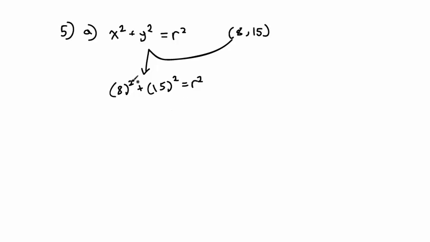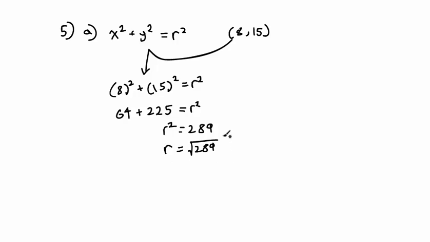Okay, so that means 8 squared is 64. 15 squared is 225, and that equals r squared. So r squared then equals 64 plus 225, which is 289. Then r equals the square root of 289. Notice I didn't put a plus minus here because this is a length, so it's always a positive value. So r equals the square root of 289, which equals 17, which therefore means that the radius of the circle is equal to 17 units.